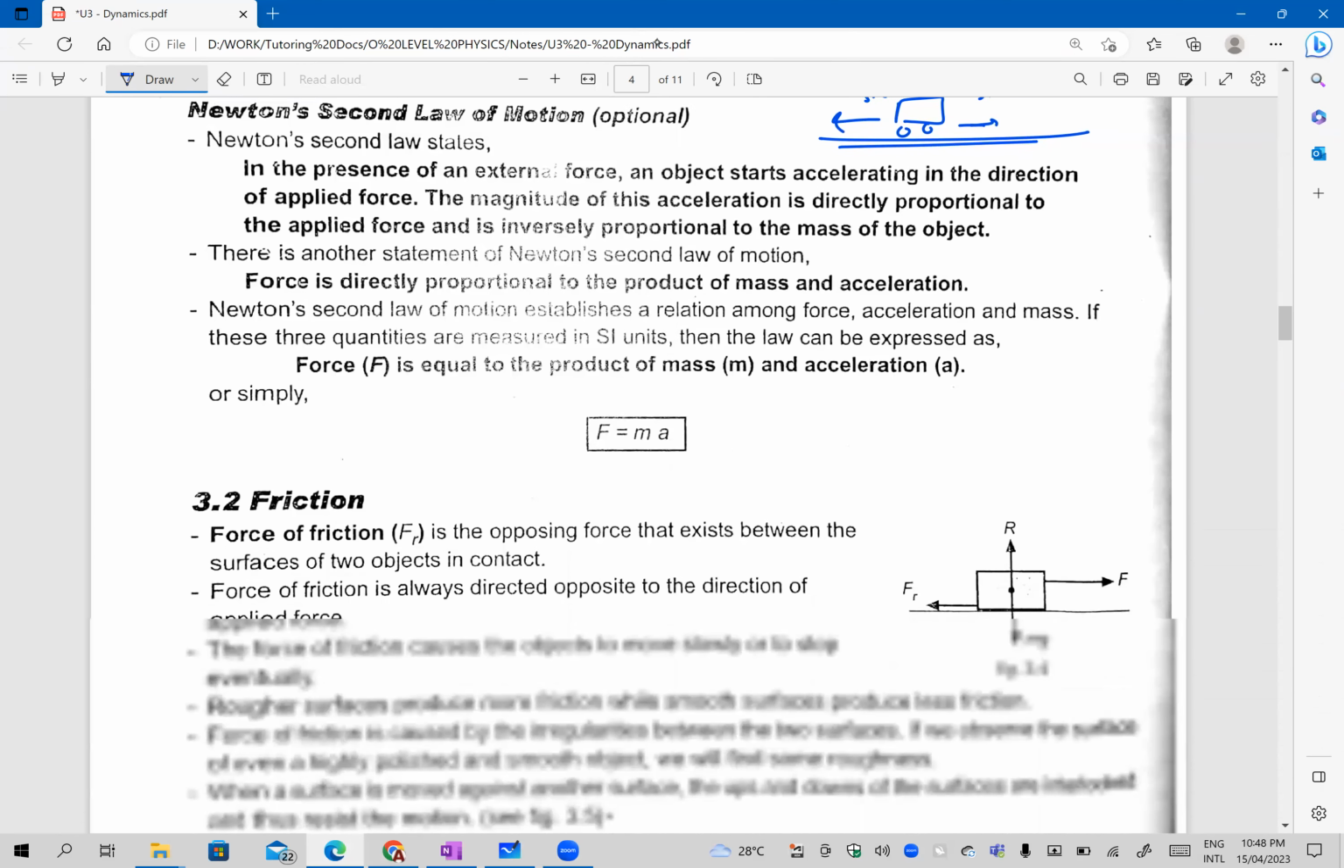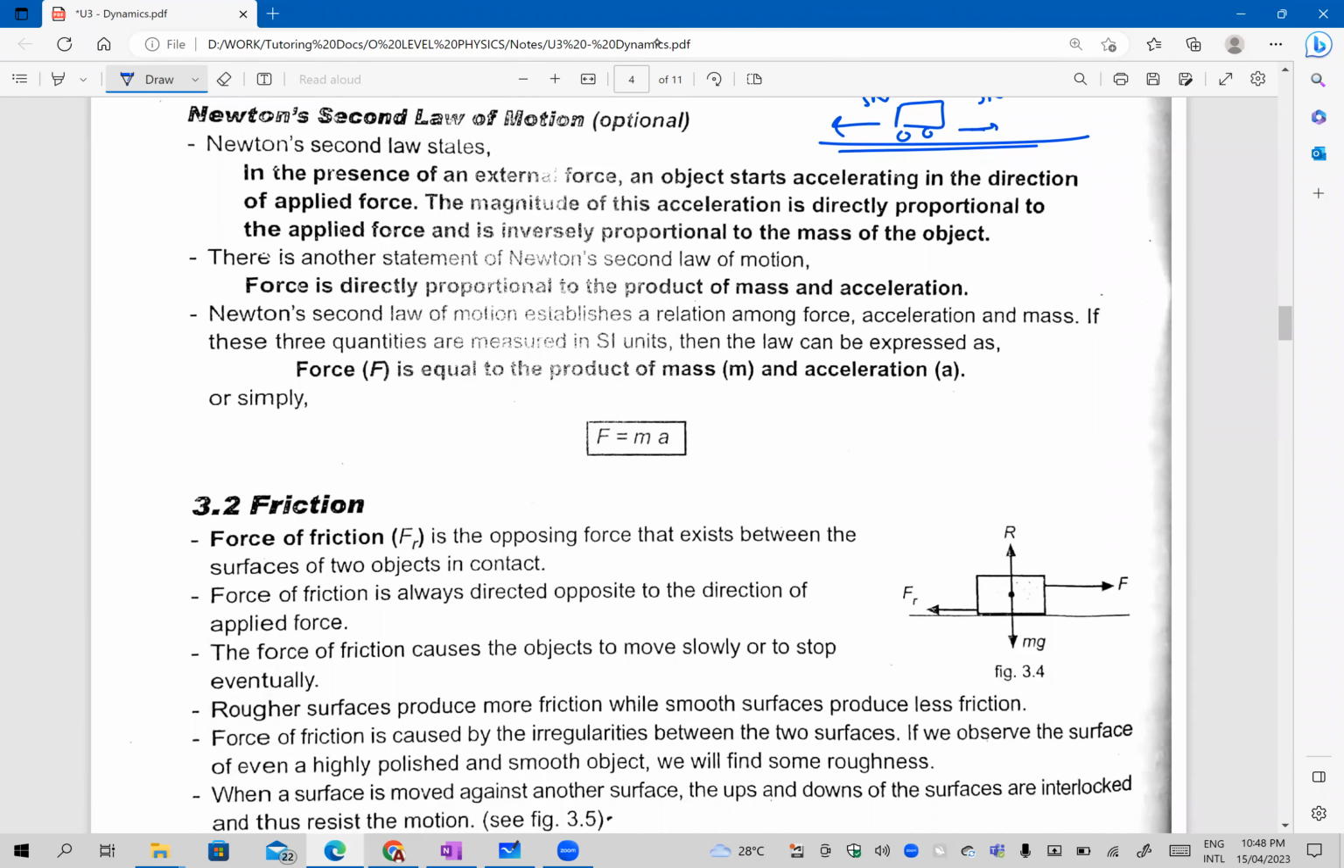Let's look at Newton's second law of motion. Newton's second law of motion explains that in the presence of an external force, an object starts accelerating in the direction of applied force. The magnitude of this acceleration is directly proportional to the applied force and is inversely proportional to the mass of the object. Don't get overwhelmed by this statement.